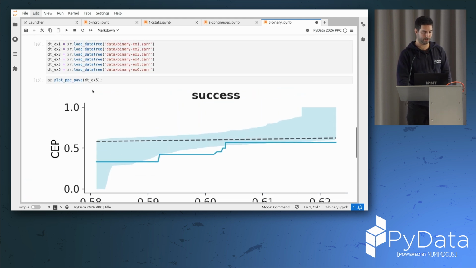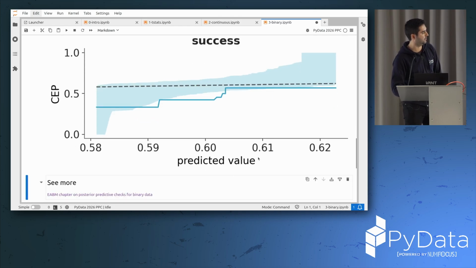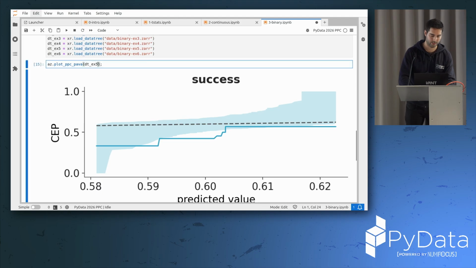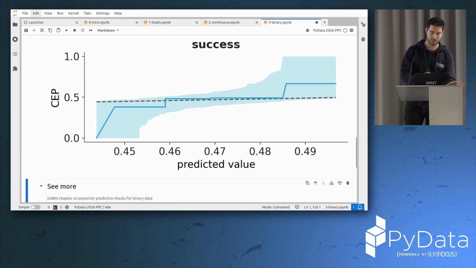And this is one of the examples where we have indeed this from 0.58 to 0.62. So it looks very flat. This one is mostly outside the shaded area, so this is not properly calibrated, whereas the 6 is also super flat looking, but within the shaded area, so this is very well calibrated, even though it doesn't look like a diagonal line.